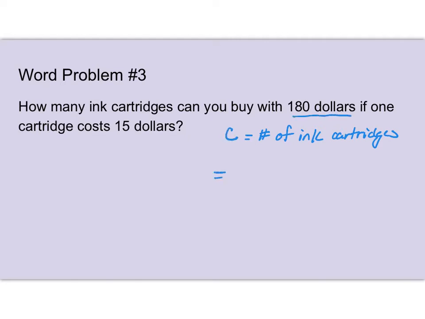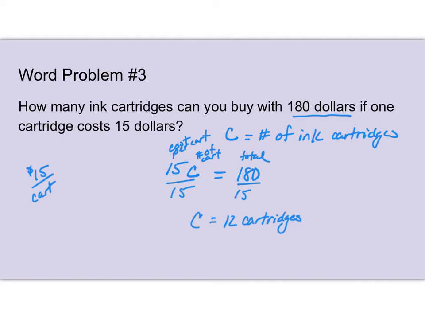So $180 is the budget. That's the most that you can spend. So that's your total. Each cartridge costs $15 per cartridge. So you take the number of cartridges you have times $15 for each cartridge, and that will equal the total. So this is the number of cartridges, and this is the cost per cartridge. Now we just solve the one-step equation. So the number of cartridges is 12 cartridges.